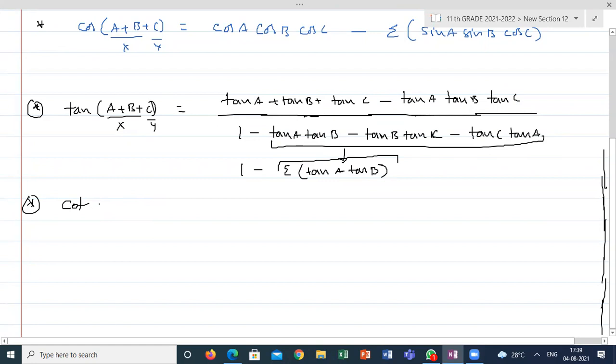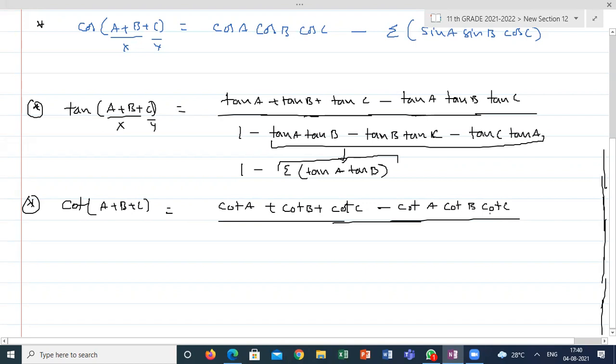Yes, sir. Cot of A plus B plus C. Cot of A plus B plus C also can be written in the same manner, with the reciprocal of all the things: cot A plus cot B plus cot C minus cot A cot B cot C, divided by 1 minus summation of cot A cot B. This is how we can discuss the cot values.